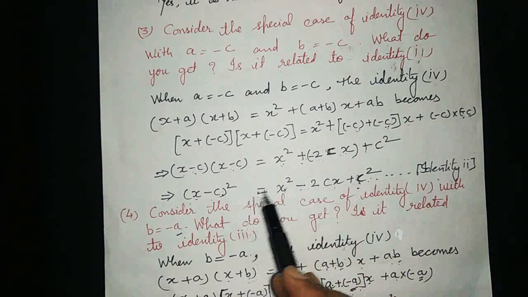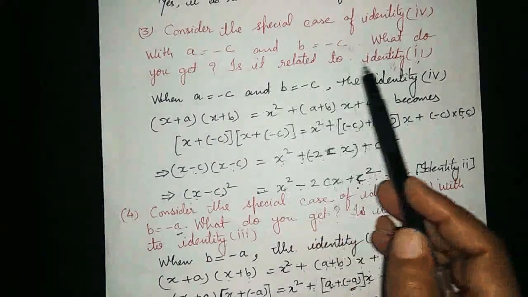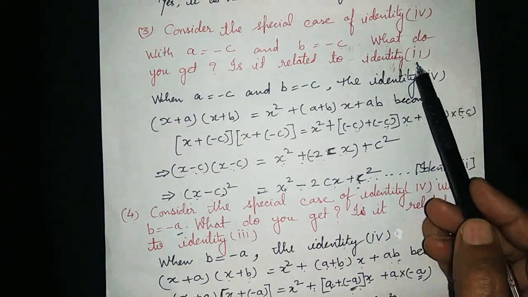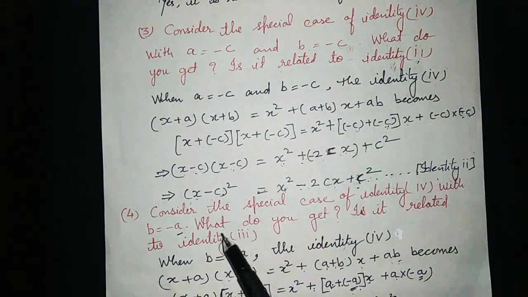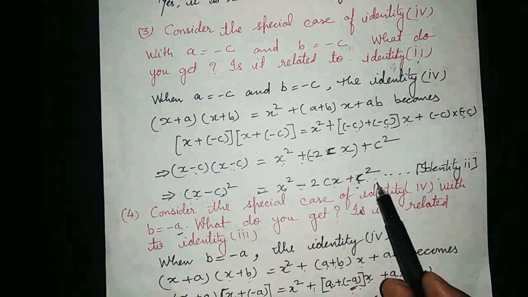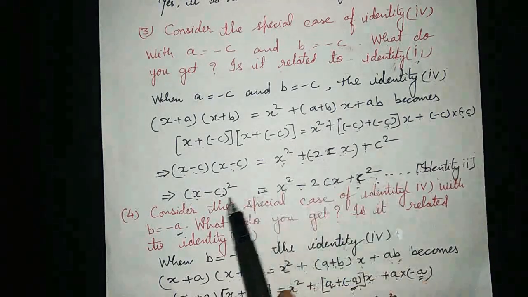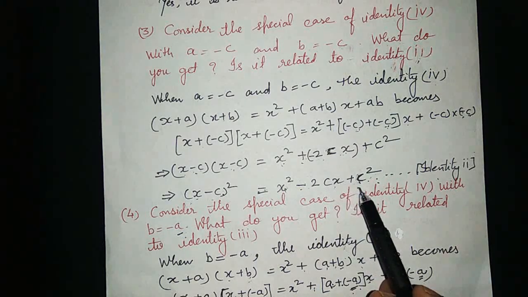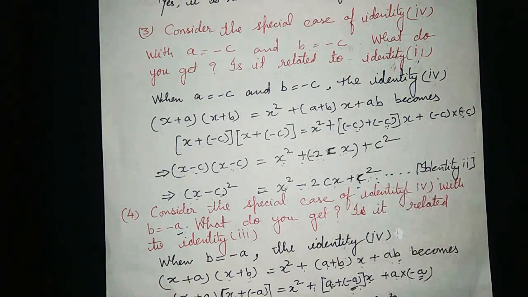Okay. Now we will give the answer of the second part of the question. Is it related to identity second? So you can say yes, it is related to identity second, which is a minus b whole square is equals to a square minus 2ab plus b square.